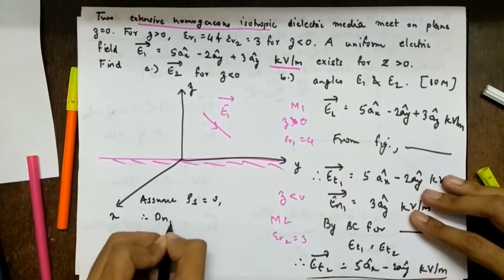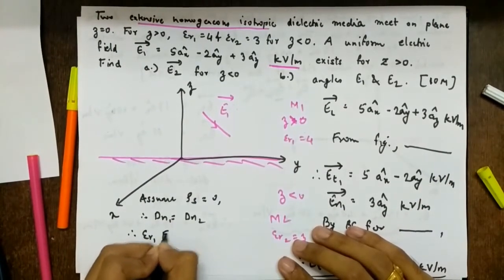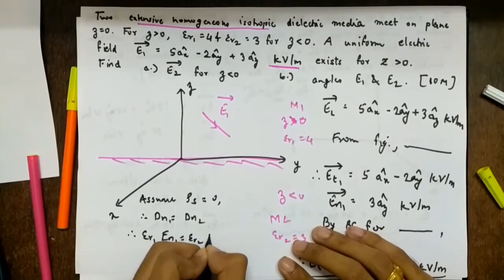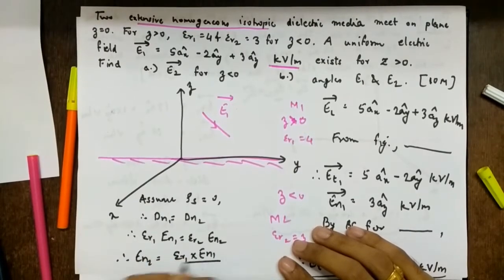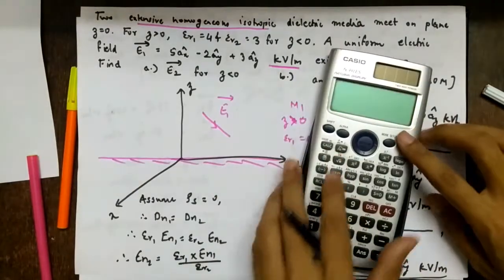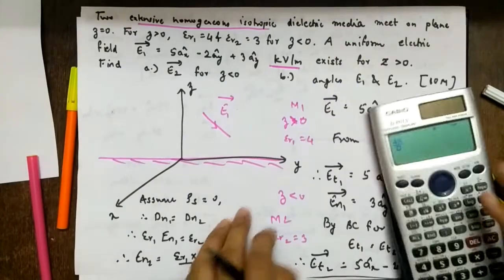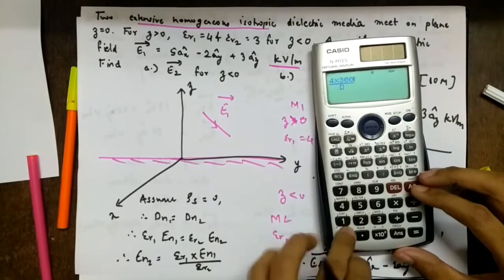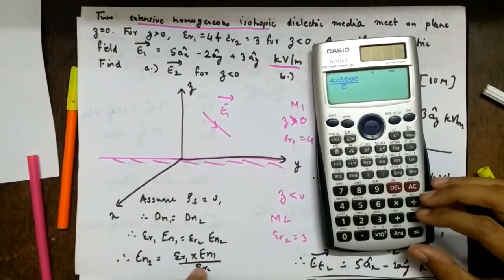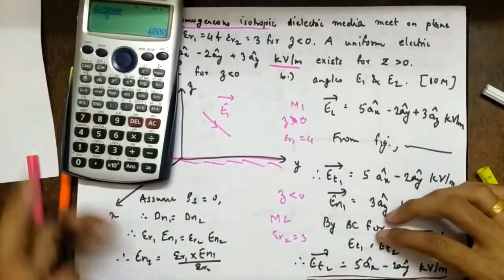Therefore Dn1 equal to Dn2. So epsilon r1 En1 equal to epsilon r2 En2. Therefore En2 equals epsilon r1 into En1 upon epsilon r2. What is epsilon r1? It is 4. So 4 into En1. En1 is 3 kilo, so 3000, upon epsilon r2, which is 3. So what are we getting? 4000. So 4 kilovolts per meter, right?